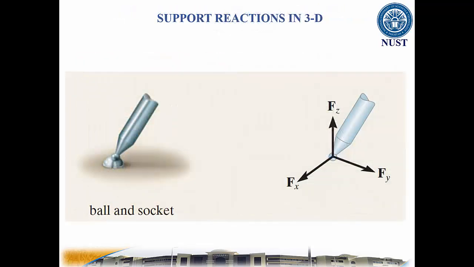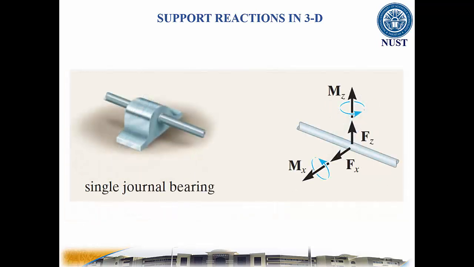For example, the ball and socket joint prevents any translation of the connecting member. Therefore, a force must act on the member at the point of connection. This force has three components having unknown magnitudes Fx, Fy, and Fz. In a single journal bearing, there are four unknowns. The reactions are two forces and two couple moment components, which act perpendicular to the shaft.